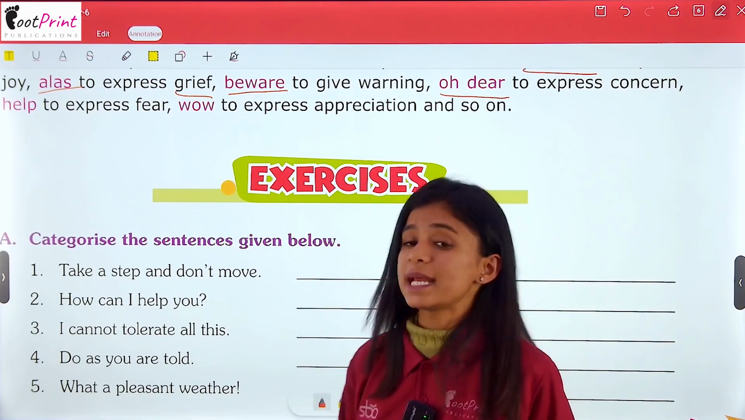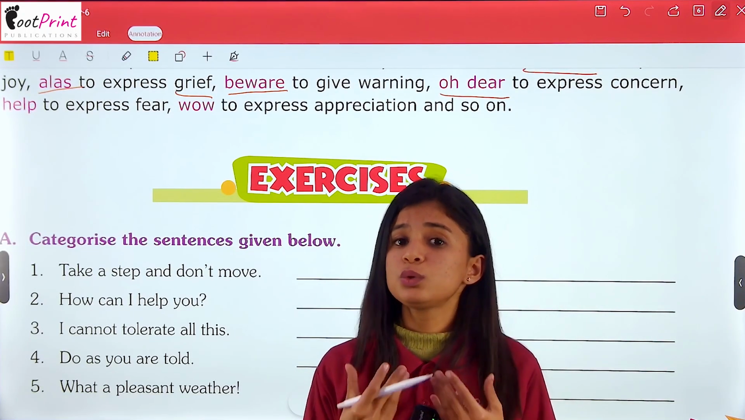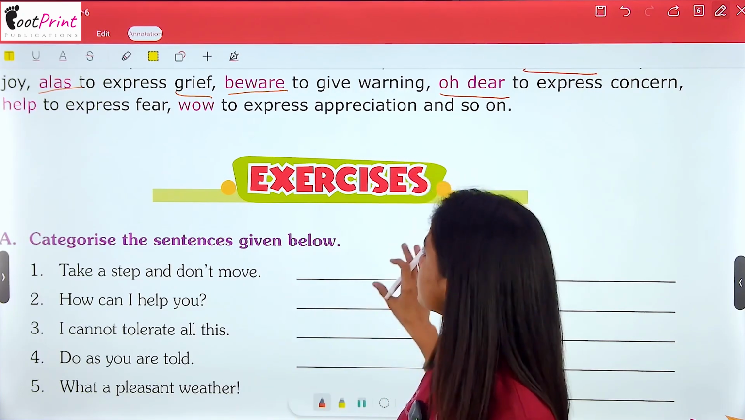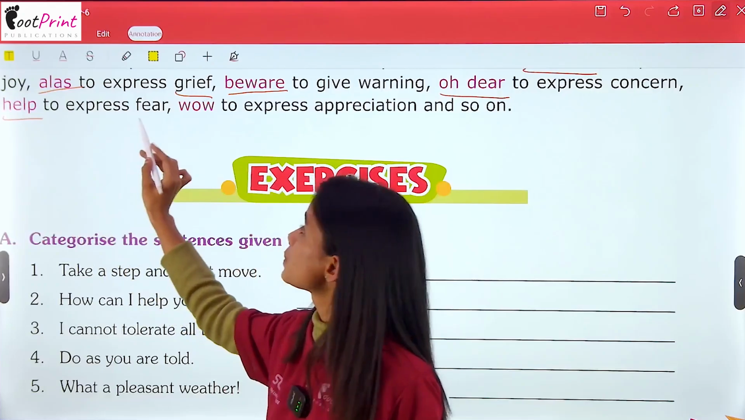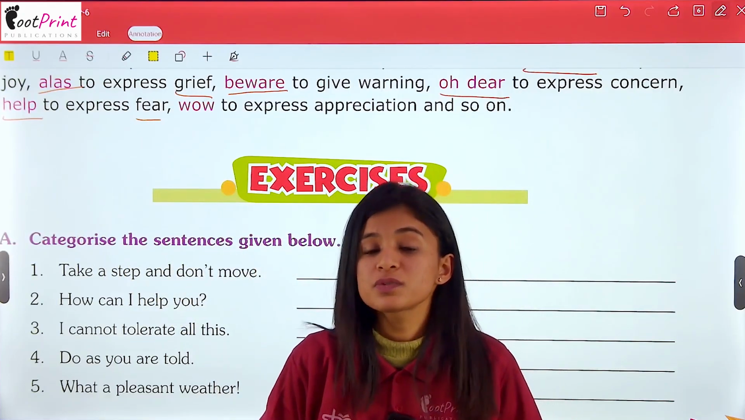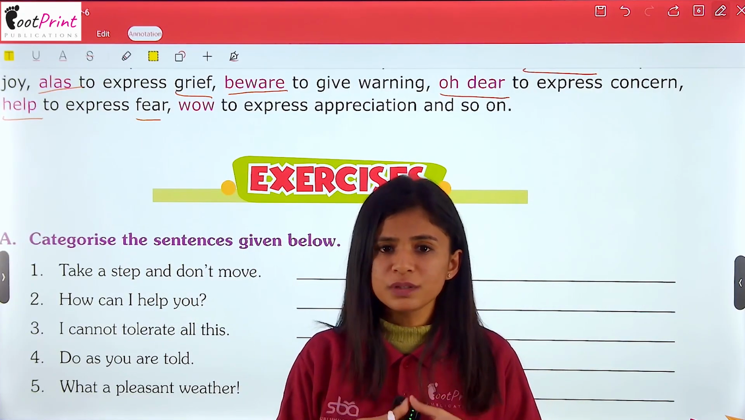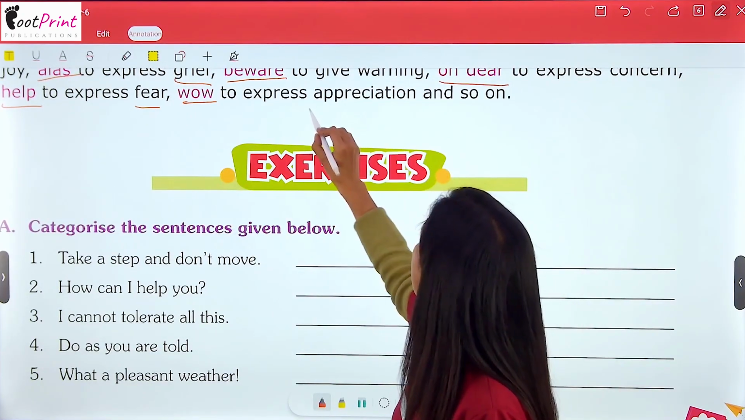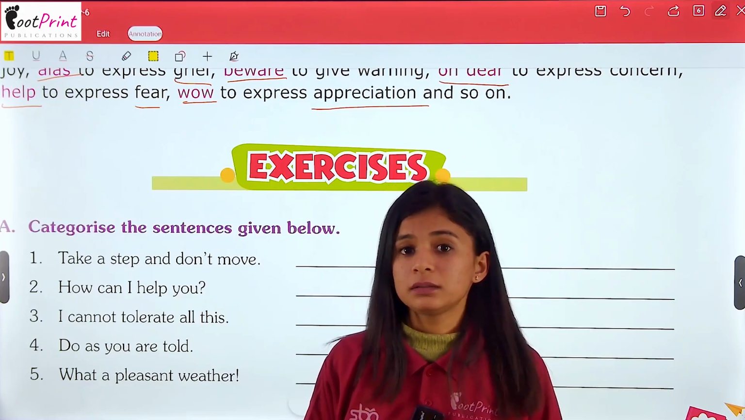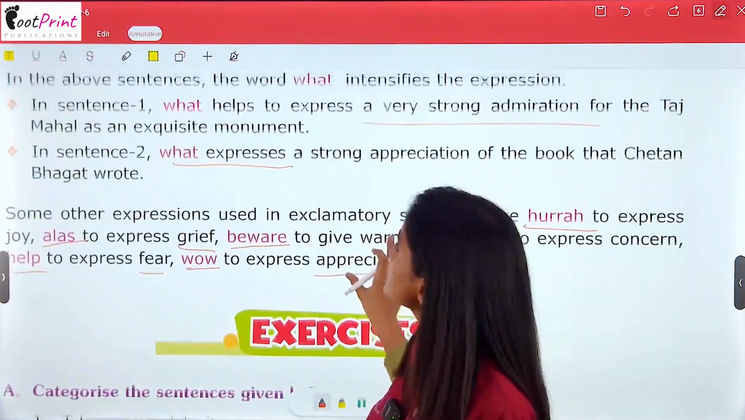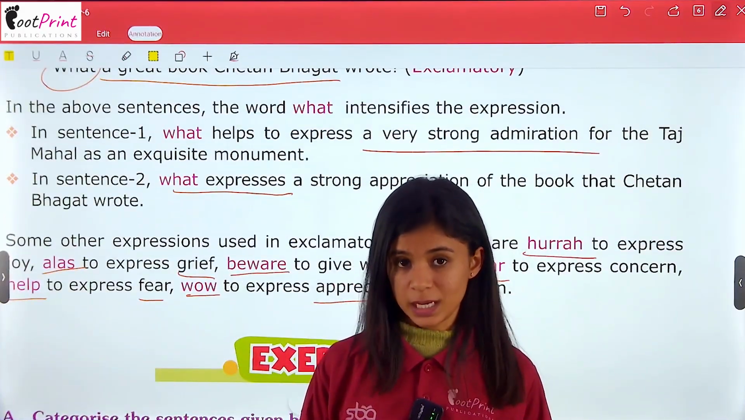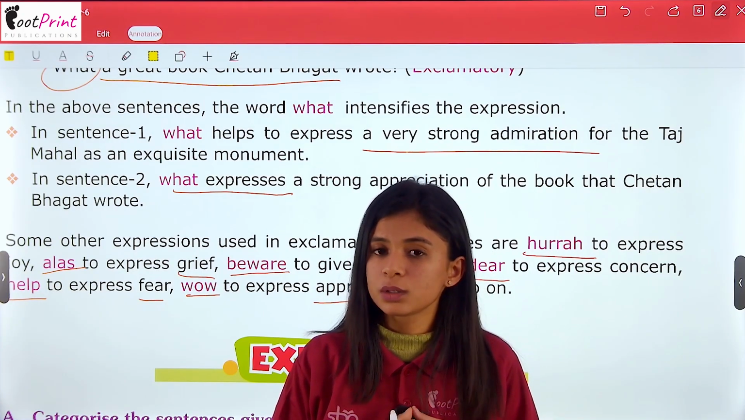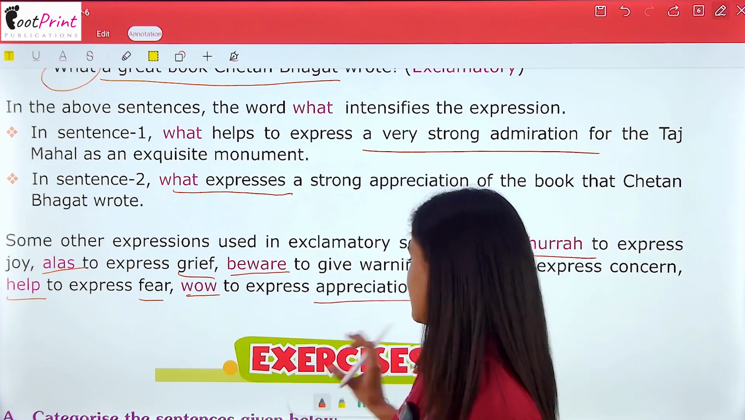Oh dear, that expresses concern, and we use it when we are showing our concern for someone or for something. Help is used to express fear. When we are afraid of something or someone, we always shout help. And wow to express appreciation. Like the sentence we earlier read was, what an exquisite monument the Taj Mahal is. We could have said, wow, Taj Mahal is so beautiful. This would also have been an exclamatory sentence.